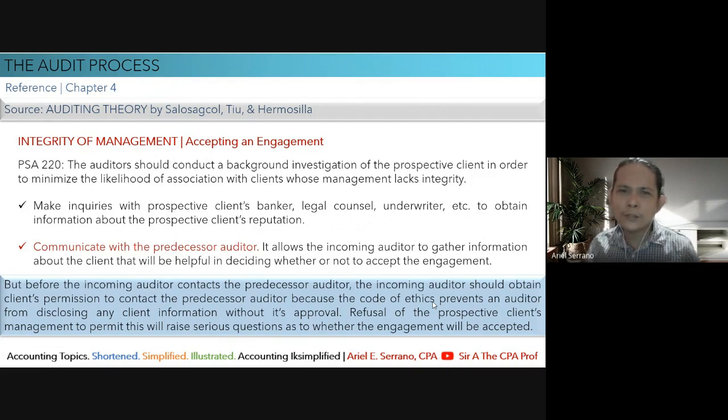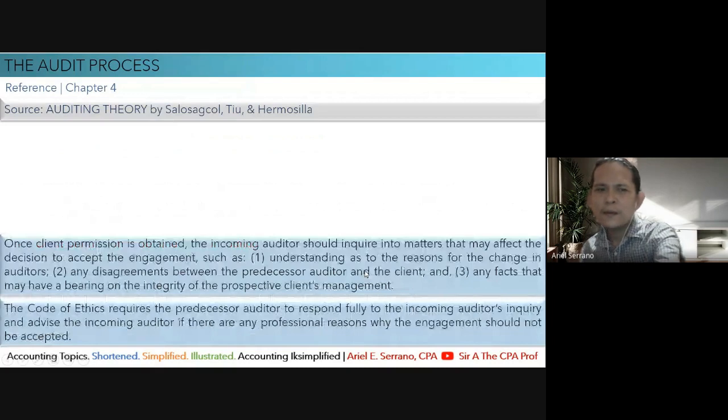Pag nag-refuse yung client na yon, magtaka ka. Bakit ayaw? Kasi sabi dito, refusal of the prospective client's management to permit this will raise serious questions as to whether the engagement will be accepted. Bakit ayaw mo makipag-usap ako doon? May tinatago ka ba na hindi ko alam? So, that will be a ground, limitation na po yan. Parang magdududa ka na. Bakit bawal? When allowed, pwede naman dapat, kung wala ka namang tinatago. So, yun po, class. Next. What else?